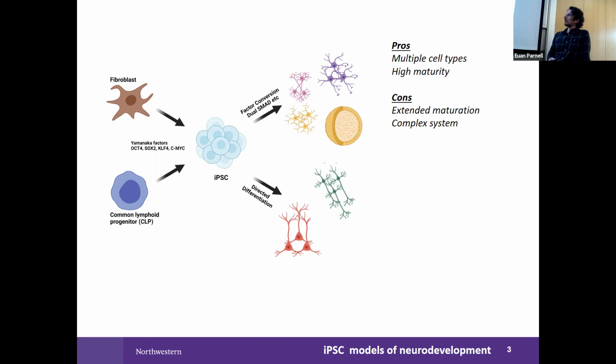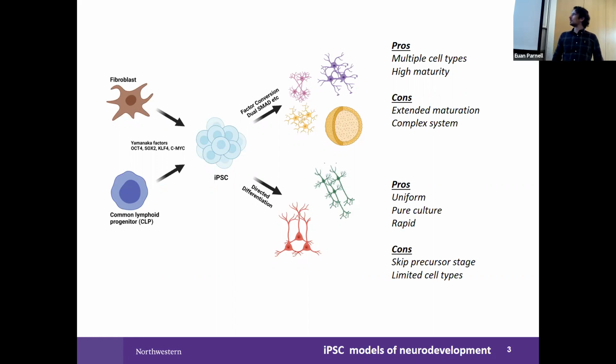And so we were really interested in this directed differentiation, the second route. In a landmark paper in 2012, the Sudhof lab found that by introducing a single transcription factor, neurogenin, into iPSC, you can drive the differentiation into a very pure culture of cortical glutamatergic cells. That was interesting to me because these are very uniform cultures, which makes it much simpler to find out the effects of mutations. It's a pure culture in terms of both maturity and the cell lines that are there. And it's very rapid. And so we can do more studies, we can do more interrogation of the changes that are happening during neurodevelopment.